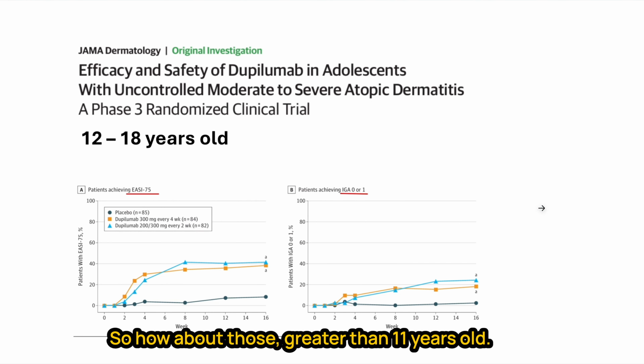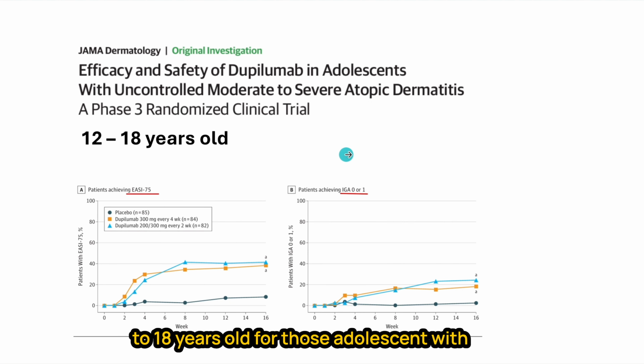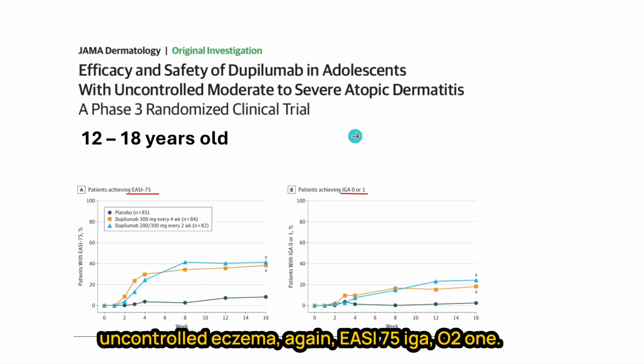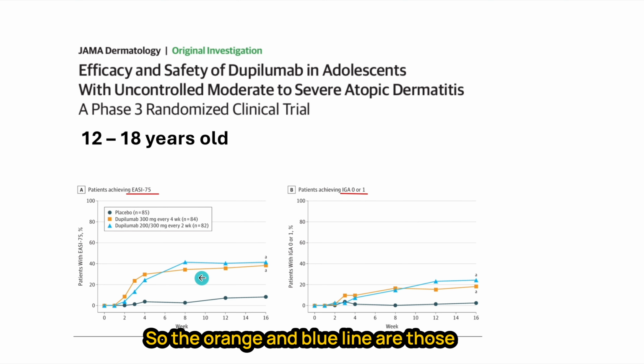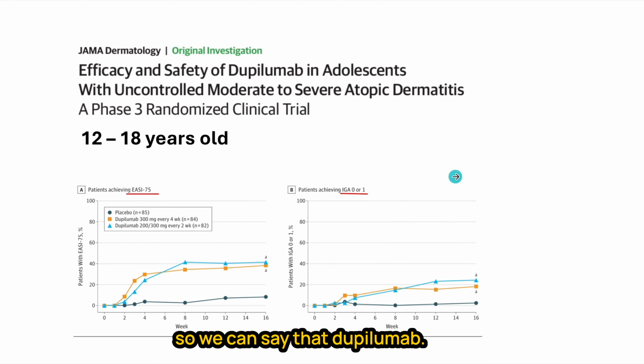So how about those greater than 11 years old? This is the third trial they have done, 12 to 18 years old, for those adolescents with uncontrolled eczema. Again, EASI 75, IGA 0 to 1. The orange and the blue line are those with Dupilumab, placebo, dark line. So you can see significant difference. So we can say that Dupilumab is quite useful.